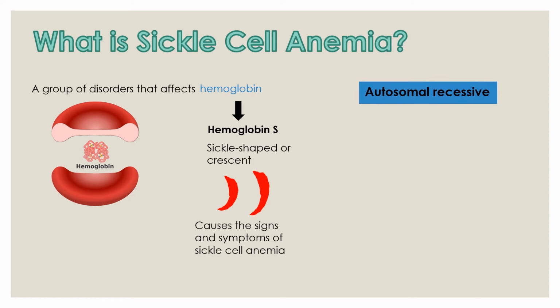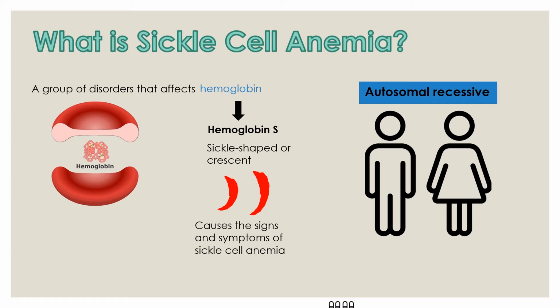This condition is inherited in an autosomal recessive pattern, which means both copies of the gene in each cell have mutations. The parents of an individual with an autosomal recessive condition each carry one copy of the mutated gene, but they typically do not show signs and symptoms of the condition.